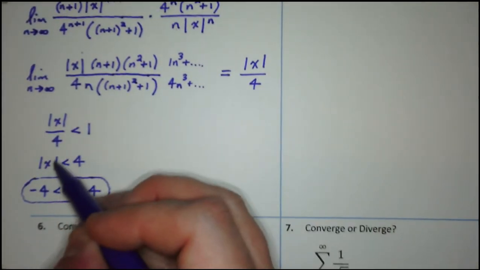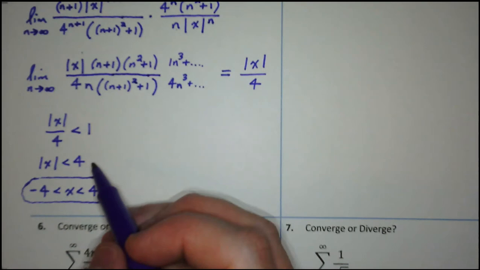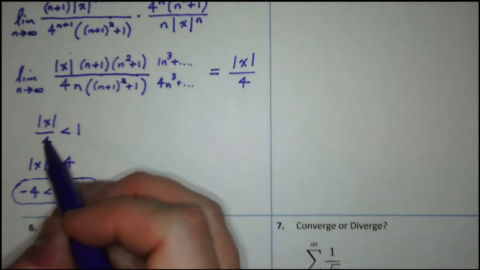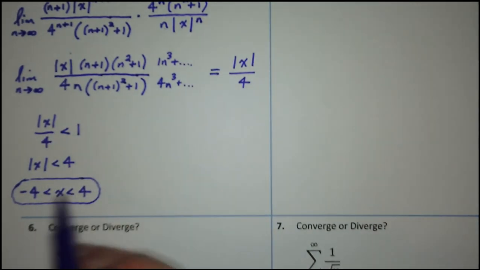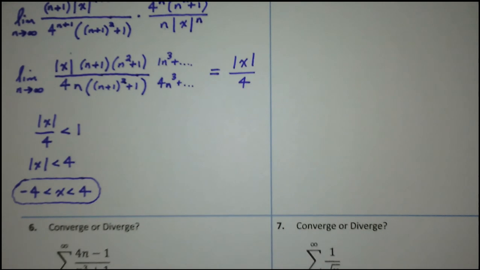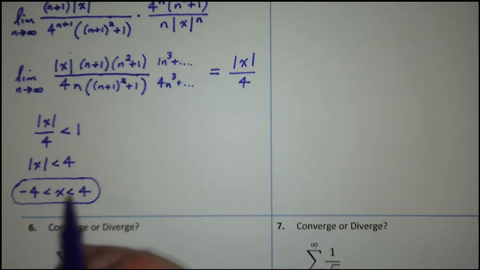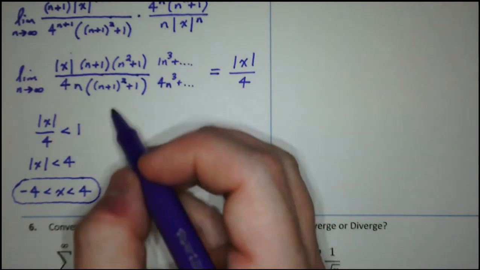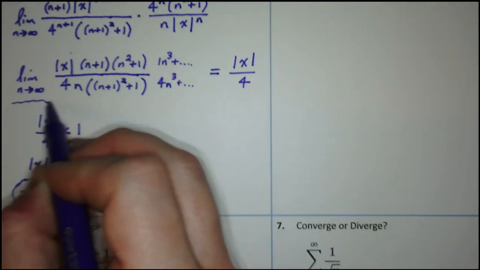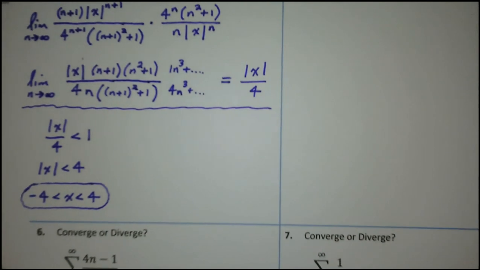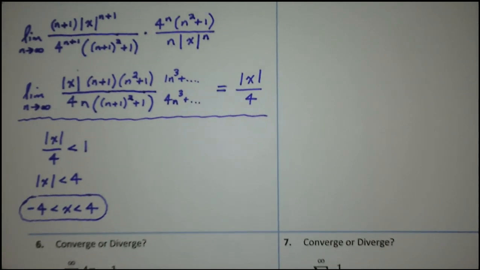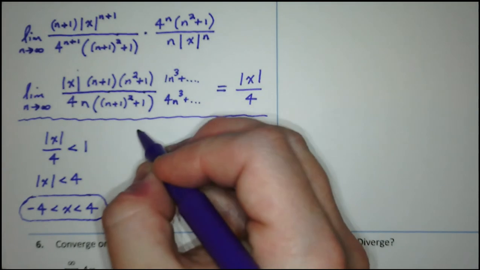So remember how absolute value works with inequalities. You multiply 4 to the other side, and then you have this, which basically means that we are in between -4 and 4. So this is where it converges absolutely. Okay? But now we have to check the endpoints, remember? You got to be thorough here, man. We have to check literally the endpoints.